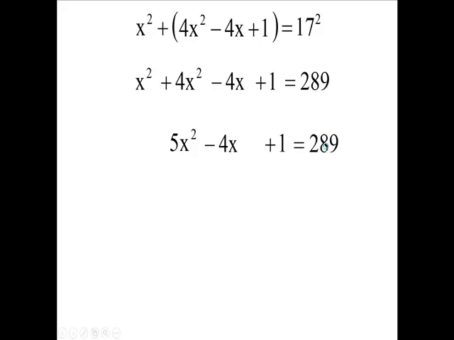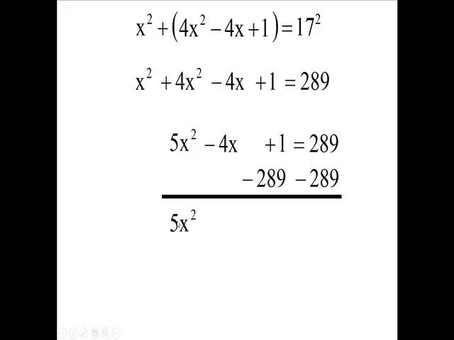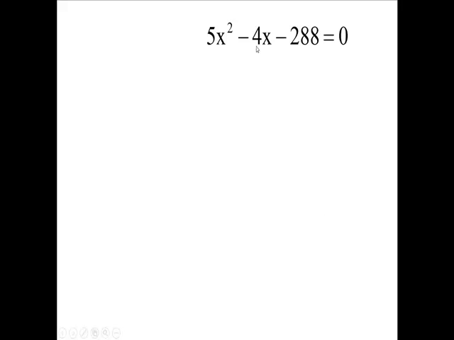And subtract the 289 from both sides. Okay? So you'll have 5x squared, 4x, and this is going to be negative 288, and you'll have 0 on the right side. So now we want to factor this quadratic equation. So if you take 5 times 288, you have 1,440.